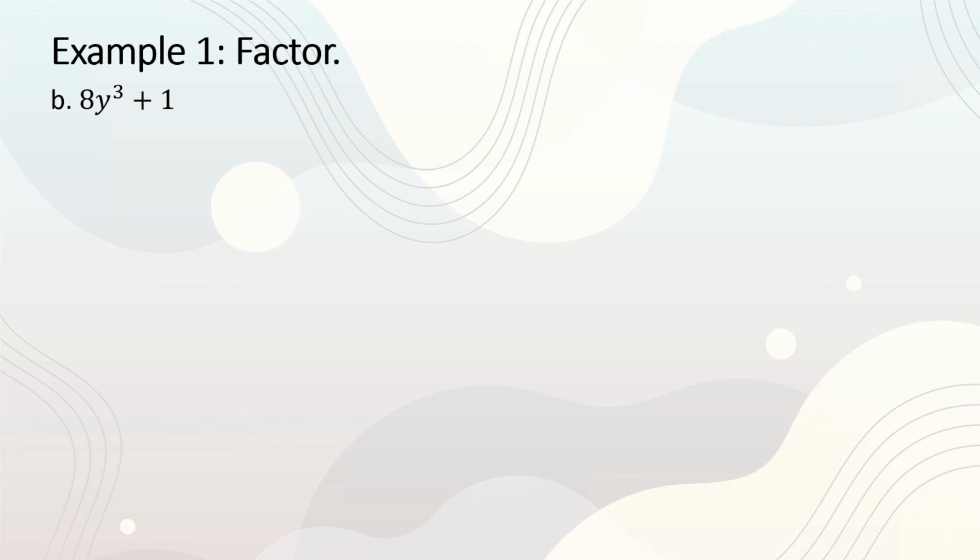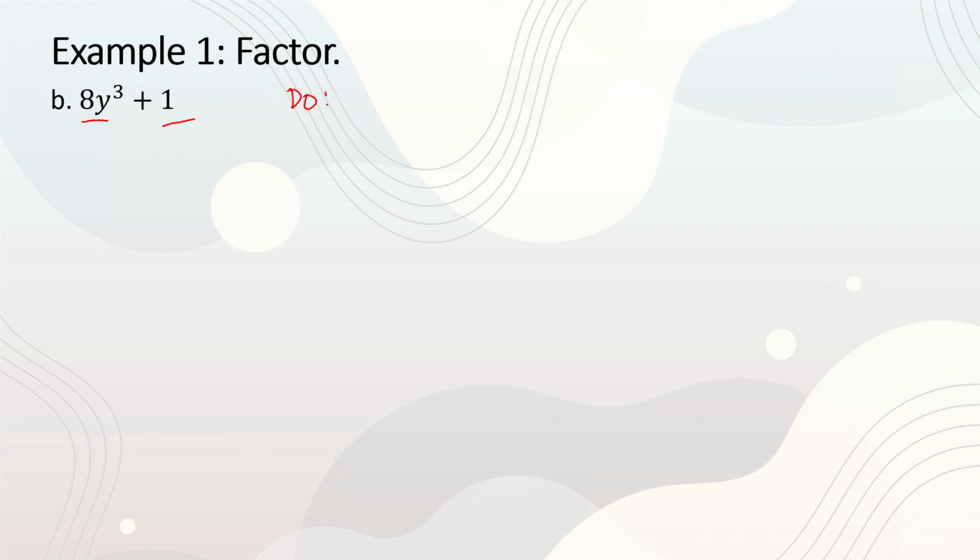Let's proceed to our example 2. 8y cubed plus 1. Same pattern, same flow. First is to figure out whether there is a GCF or not. There's no GCF, that means we should proceed to the second step. Second step, identify the number of terms. There are two terms, 8y cubed and 1.